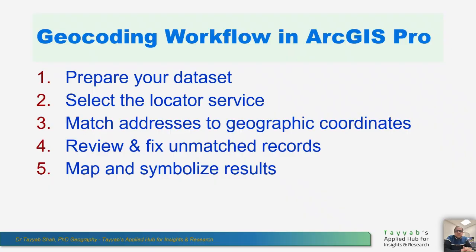First, once you have prepared your data, meaning a list of your addresses, survey data, or any healthcare providers' information, such as their practice location. Once you have the addresses, you select the locator service, which will help you create the locations by matching the addresses to geographic coordinates coming from the address locator. And then once you run that, you have to review and fix the unmatched scores.